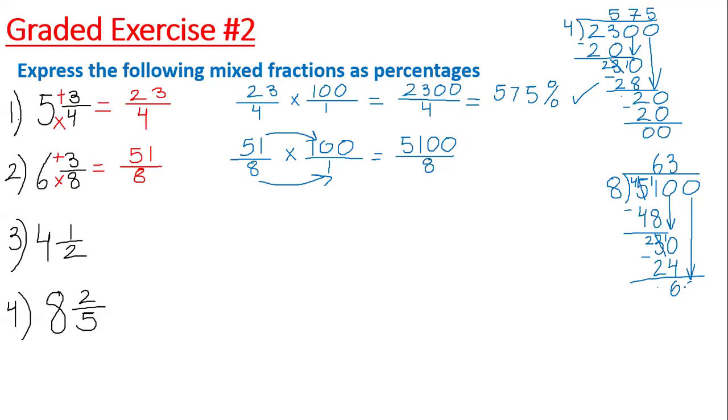How many times does 8 go into 60? 7 times. What is 8 times 7? 56. Very good. 60 minus 56 is what? 4. 10 minus 6 is 4.